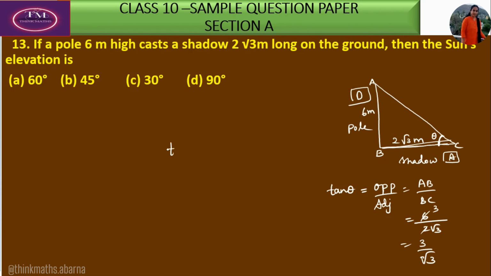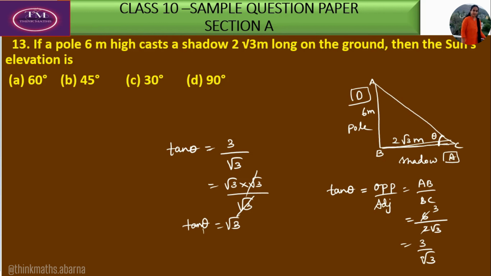So let me calculate here. We got tan theta is equal to 3 by root 3. So 3 can be written as root 3 into root 3 divided by root 3. So one root 3 gets cancelled. So tan theta is equal to root 3.